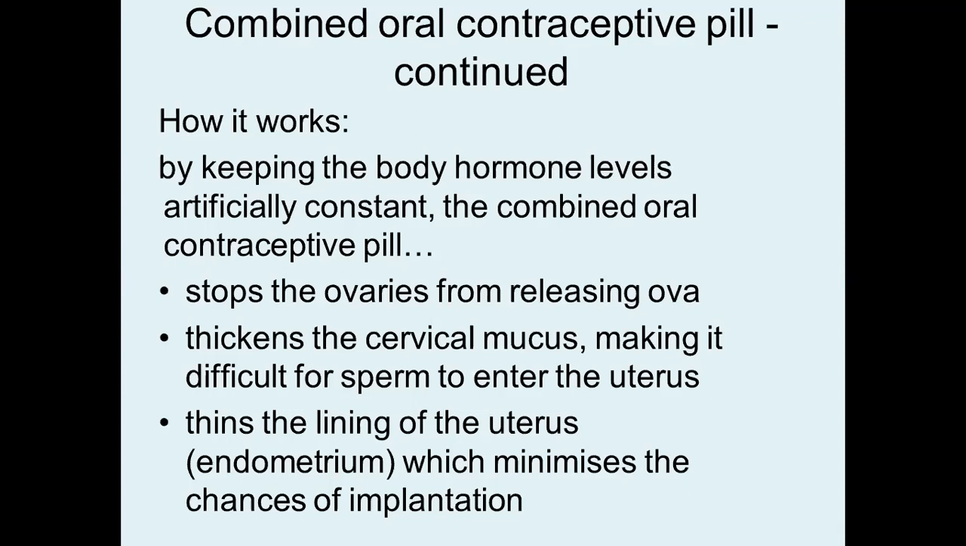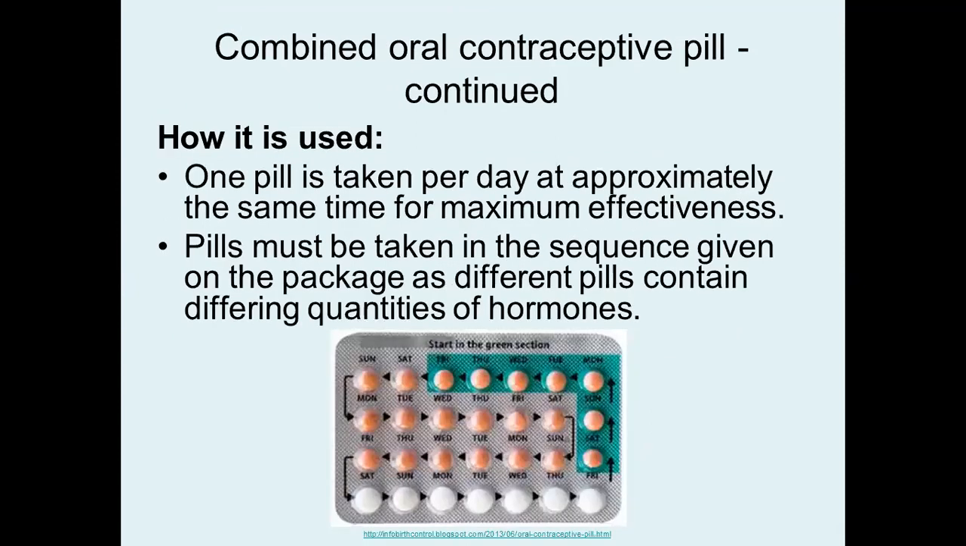If the cervical mucus is thick, the sperm can't enter the uterus. It also thins the uterus lining, in other words, the endometrium, which minimizes the chances of implantation happening if a female does get fertilized, if an egg cell is fertilized. So how is it used?